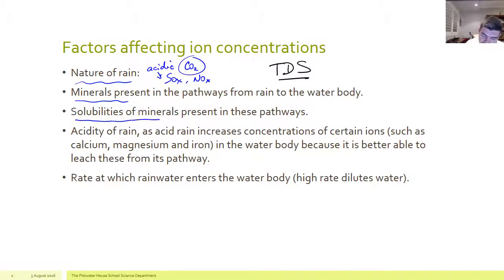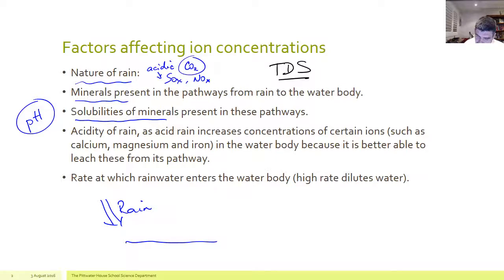So different types of rain with different pHs can affect the solubility of different minerals that are present in these pathways from where the rain is falling across the surface into the water body. So this pathway of flow of water is what we're basically looking at, and particularly the underlying rocks and minerals that make up those rocks.